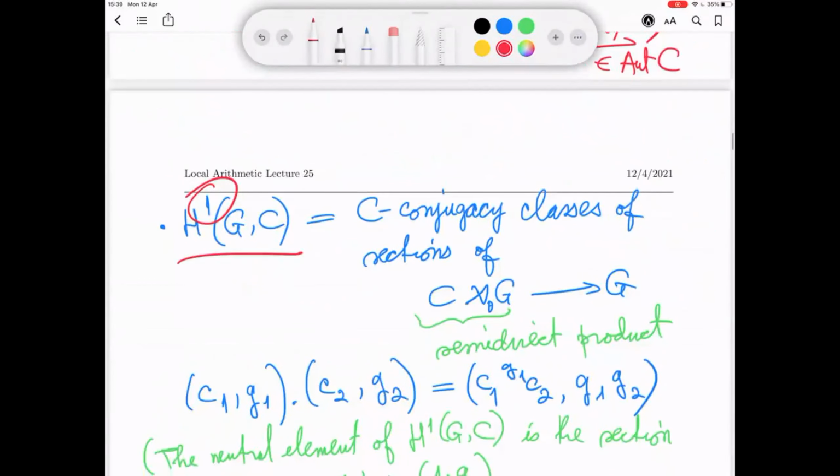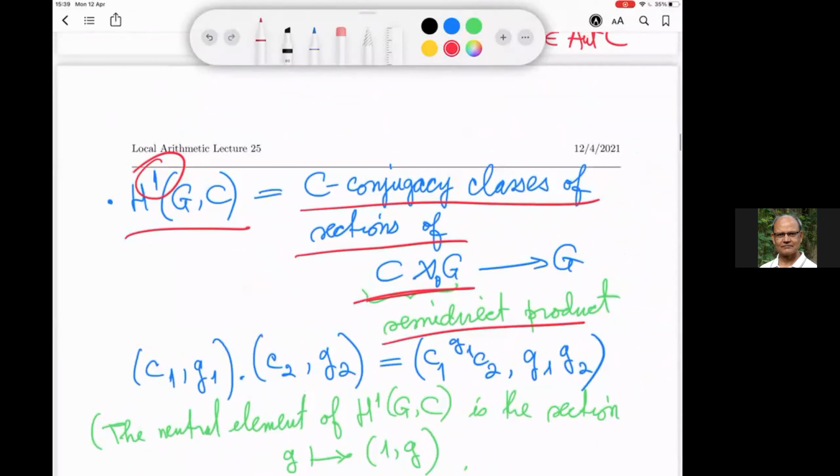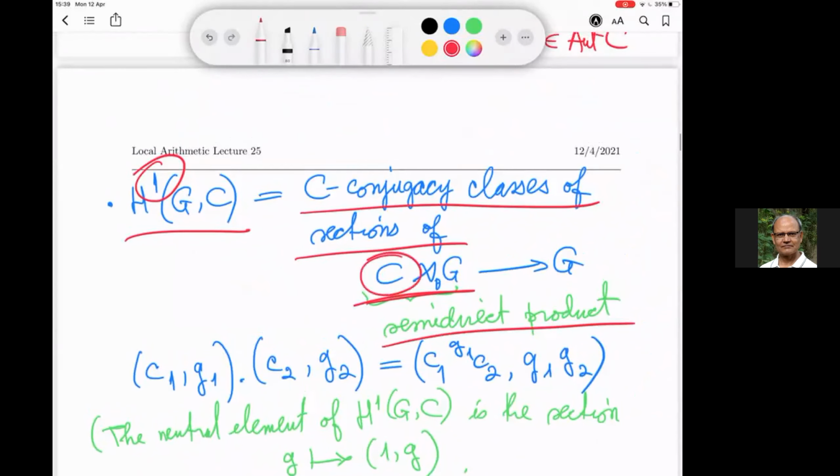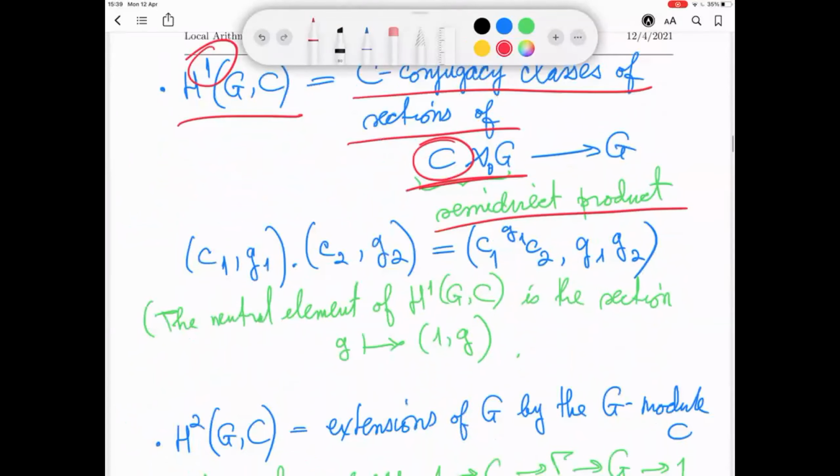There's an interpretation of H^1 as well. H^1(G, C) is the set of all C-conjugacy classes of sections of this semi-direct product, the semi-direct product of G with the G-module C. What is the semi-direct product? Let me quickly recall. It consists of all pairs (c, g), where c is in capital C and little g is in capital G.